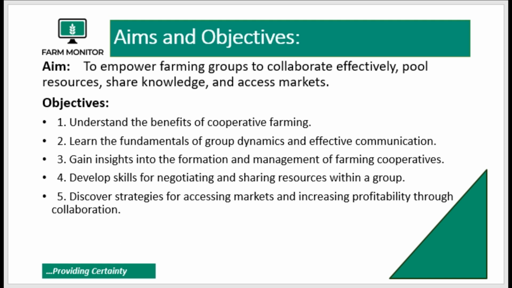The main objectives are: 1. To help participants understand the benefits of cooperative farming; 2. To help you learn the fundamentals of group dynamics and effective communication; 3. To give you insight into the formation and management of farming cooperatives; 4. To help you develop skills for negotiating and sharing resources within a group; and number 5, to discover strategies for accessing markets and increasing profitability through collaboration. These are the things we'll be looking at in this course.